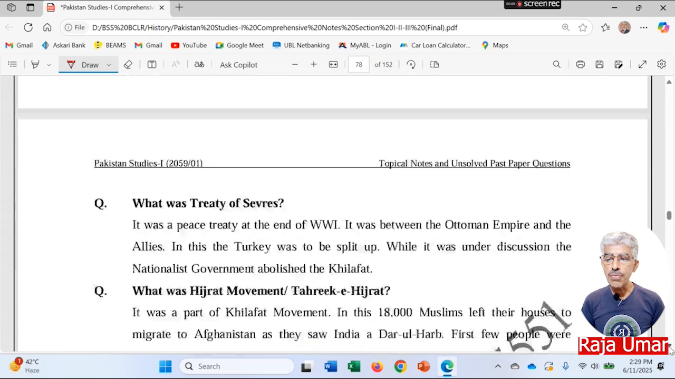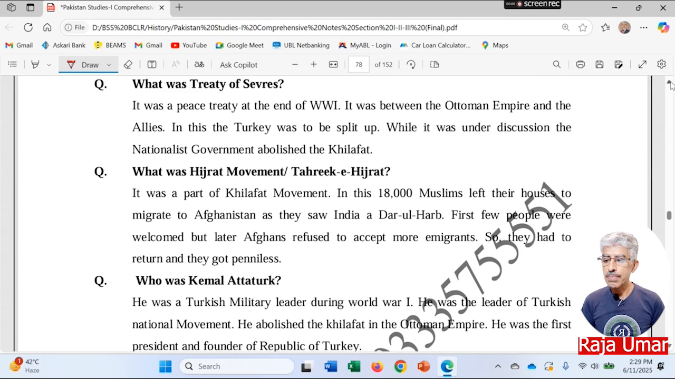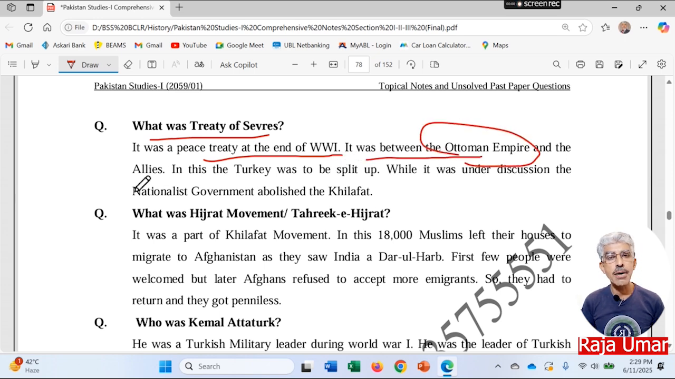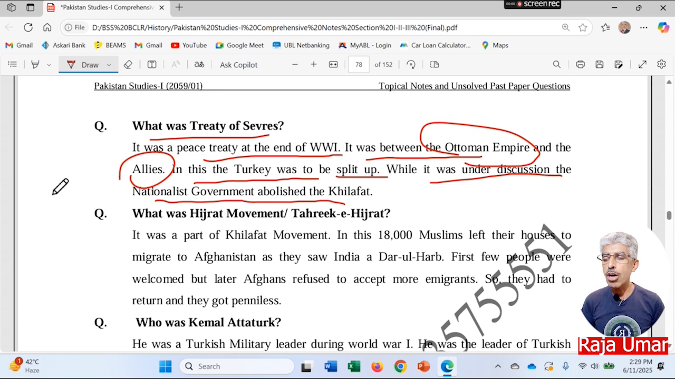What was the Treaty of Sevres? The next question. It was a peace treaty at the end of World War I, the second one. It was between the Ottoman Empire and the Allied forces. So it means that now the turn came of the Ottoman Empire. Previously it was of Germany. In this, Turkey was to be split up. While it was under discussion, the nationalist government abolished the Khilafat over here in the Ottoman Empire. That was Mustafa Kemal, who himself abolished Khilafat over there in Turkey, and it was over.